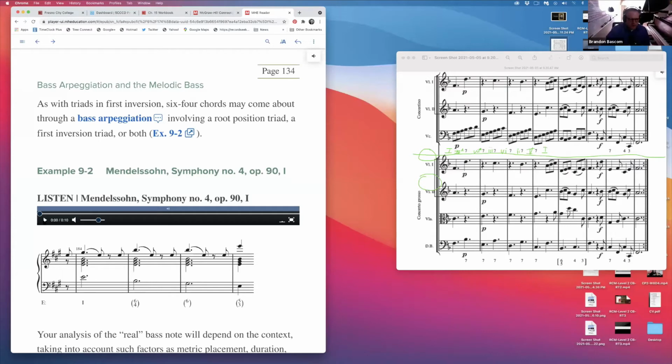We listen to this Mendelssohn. Example 9-2. So that's a good example that kind of sums up how we use it, right? The 6/4 chord, outlining the triad. Yeah?